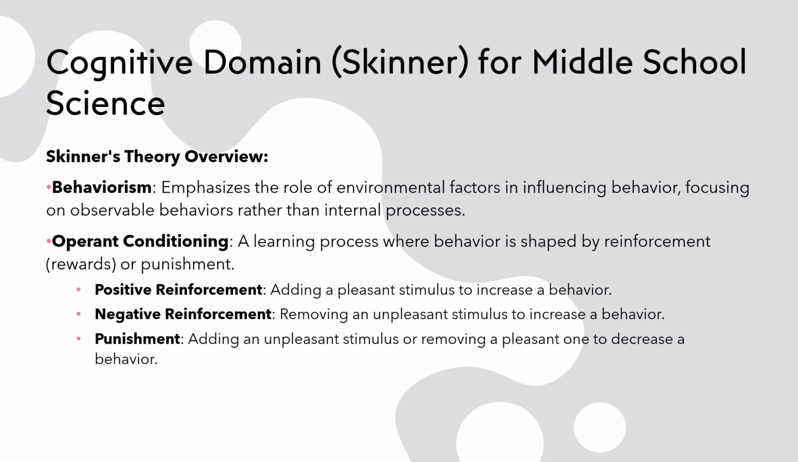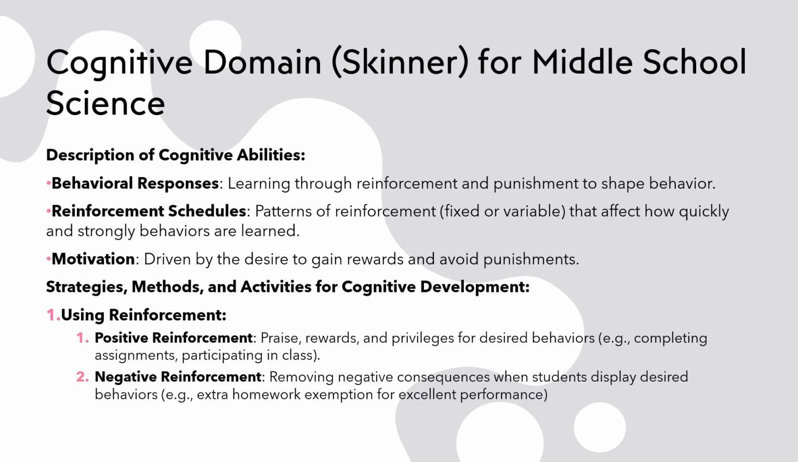So positive reinforcement is adding a pleasant stimulus to increase a behavior, and negative reinforcement is removing an unpleasant stimulus to increase a behavior as well. So punishment will be adding an unpleasant stimulus or removing a pleasant one to decrease a behavior. Description of cognitive abilities. So behavioral responses will be learning through reinforcement and punishment to shape behavior.